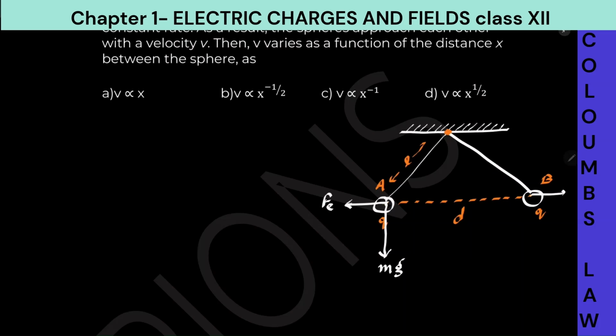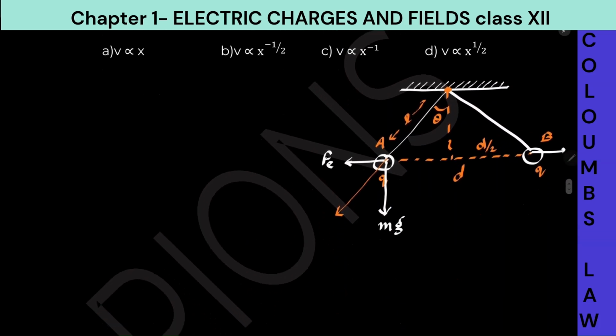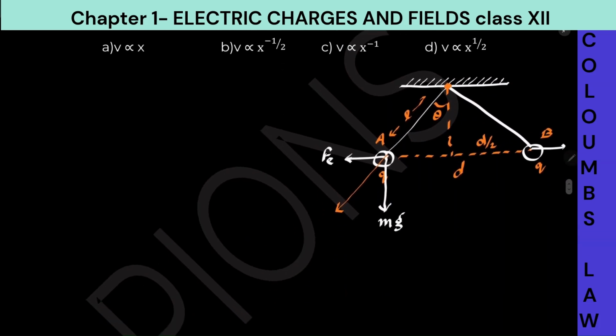Let's find the resultant. If two vectors are acting like this, the resultant will be in this direction, right? Let's join them and imagine that from the center there is a line joining, so this will be d by 2 and this is theta. What is theta? Read the question carefully. d is very, very less than L, so theta is a very small angle. This is d by 2, this is also d by 2, and the whole separation is d. I hope this is clear.